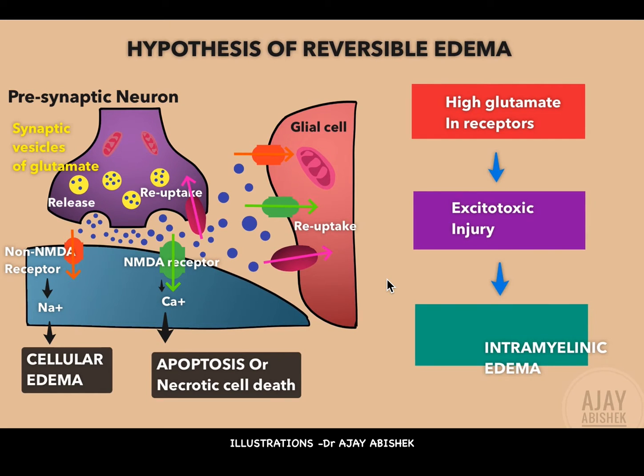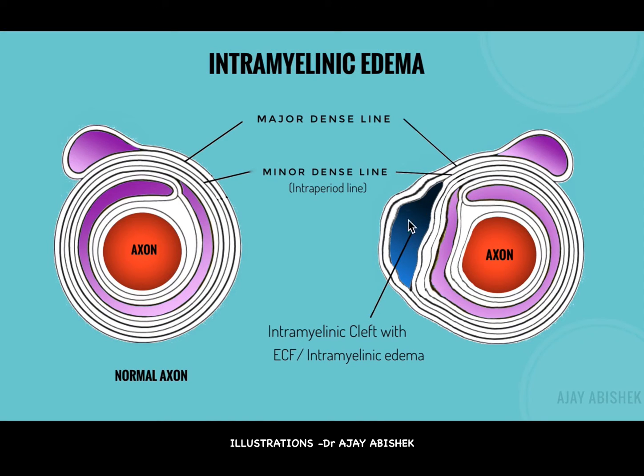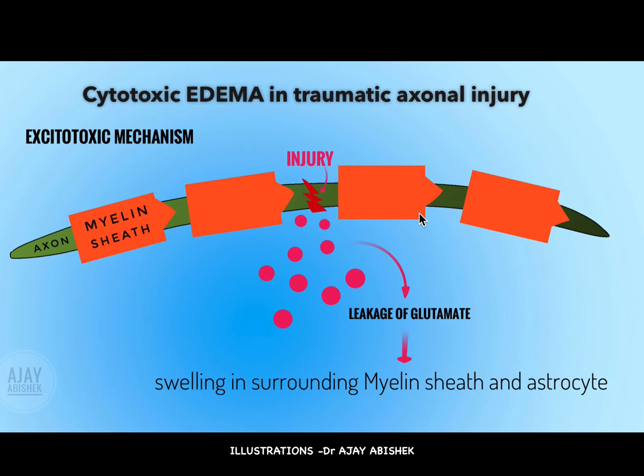So this is one of the hypotheses of reversible intramyelinic edema. In chemical toxicity, like vigabatrin or phenytoin or a few other drugs, there is a high release of glutamate at the site of receptors, leading to excitotoxic injury, which leads to swelling of the myelin sheath, which I showed in the previous slide, that is intramyelinic edema. Another example of intramyelinic edema occurs in diffuse axonal injury. There is cytotoxic as well as intramyelinic edema due to injury, which results in leakage of glutamate, again resulting in swelling of the myelin sheath.